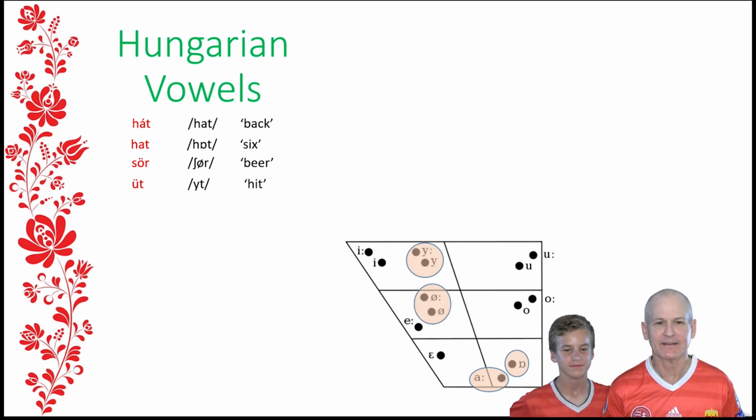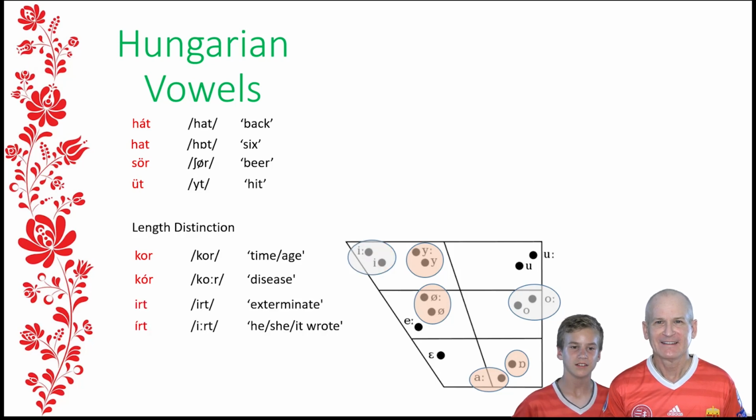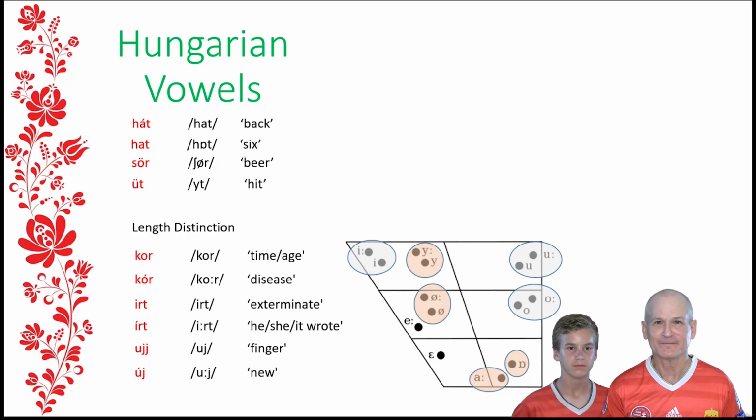Hungarian also has a length distinction, so you can see some of these pairs, you can distinguish words based on length. So here's an example. Kor and kor. And that's the difference between time or age and disease. Írt. Írt. Exterminate versus he, she, it wrote. Új. Új. Finger versus new.